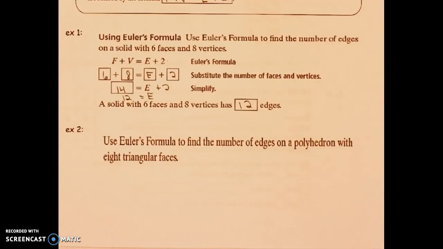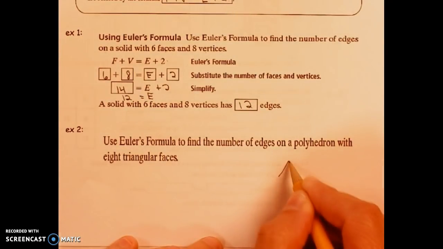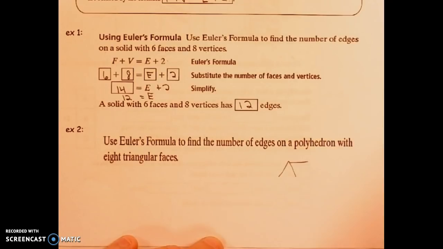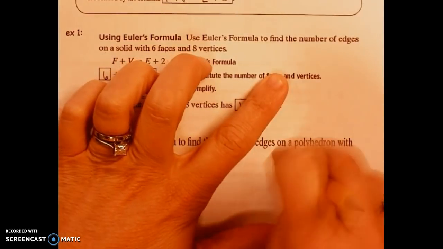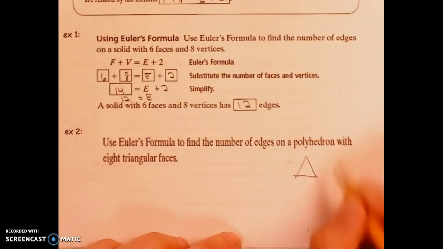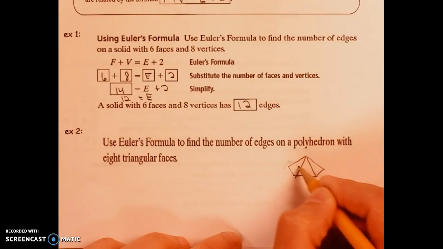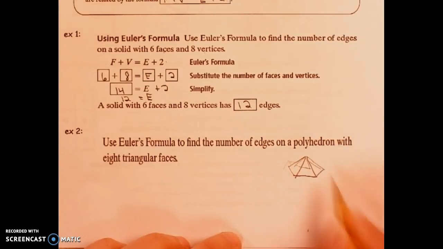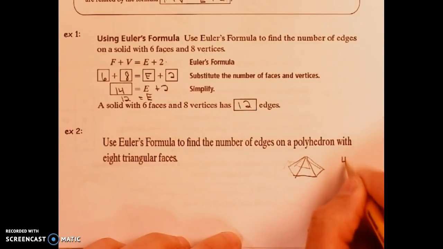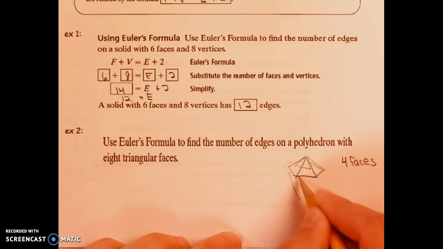The next one, it says use Euler's formula to find the number of edges on a polyhedron with 8 triangular faces. I'm not sure I'm going to be able to draw this, but let's give it a shot. So if you can envision, I've got a triangular face here. Kind of have one back here, and then there's like a 4th one sitting back in there. So you've got 4 faces up in here, and then we would actually have the same thing below it.